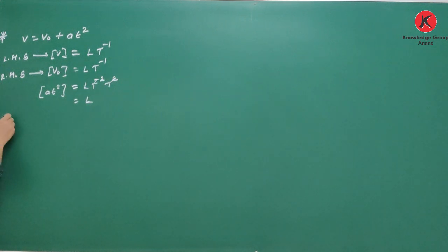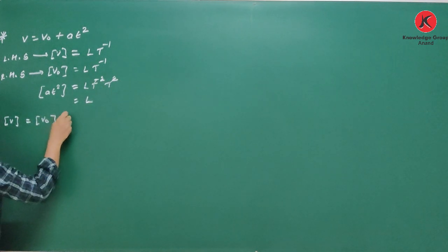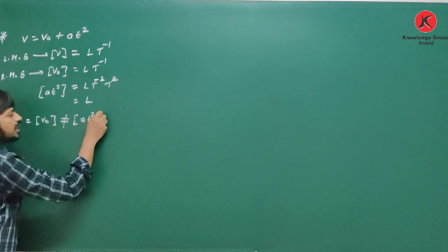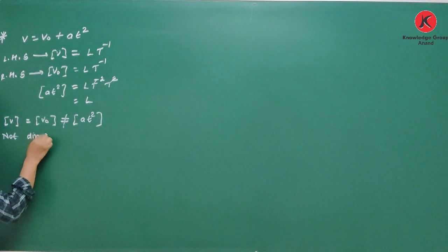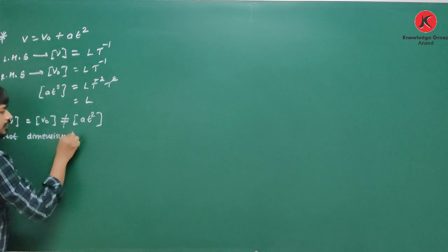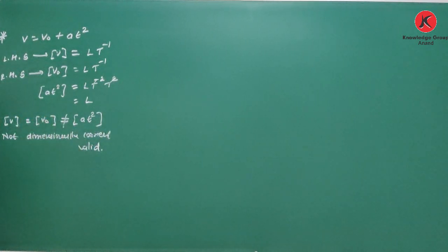So see here, the dimensional formula of V is equal to the dimensional formula of V0, but is not equal to the dimensional formula of AT square, which means it is not dimensionally correct, or not dimensionally valid. Clear about this? So if the dimensions of each and every term are the same, then it is dimensionally correct, otherwise it is dimensionally not correct.